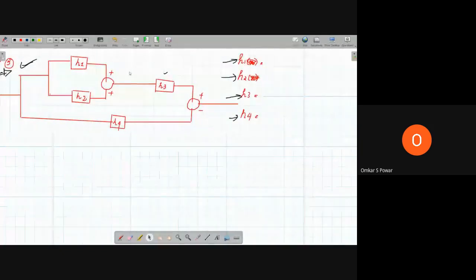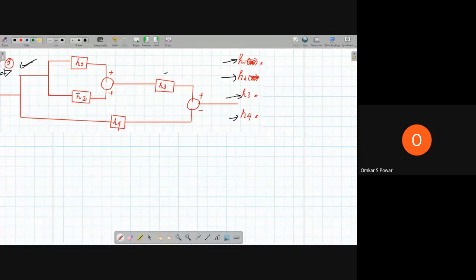Okay. So this is your problem here, where H1 and H2 are in a parallel block and H3 is in series, H4 in parallel, and your value of H1 is del of n and H2 is del of n minus 2 and H3 is u of n plus 2 minus u of n, and your H4 is a power of n u of n. So let us solve this problem.